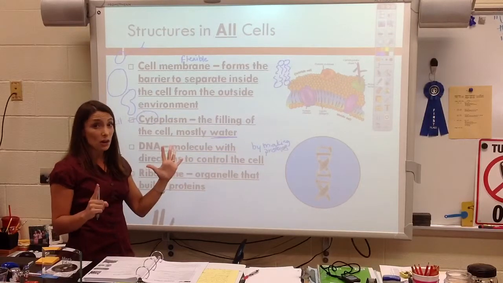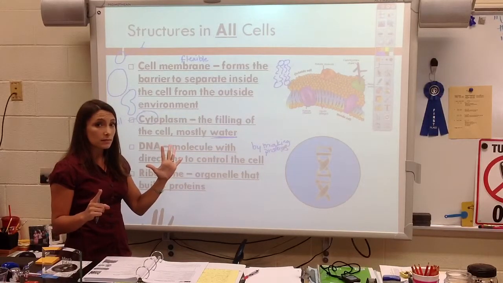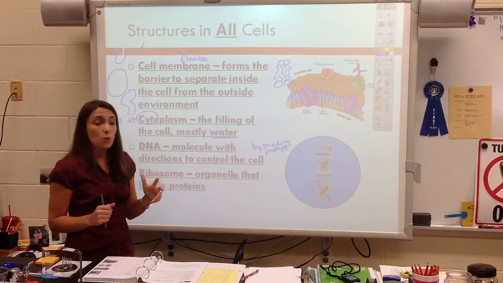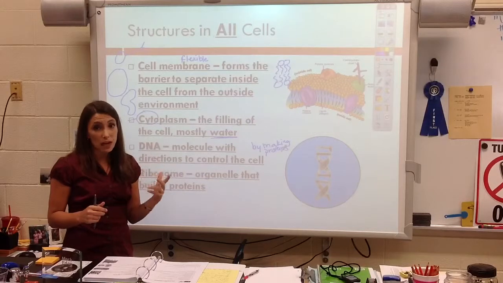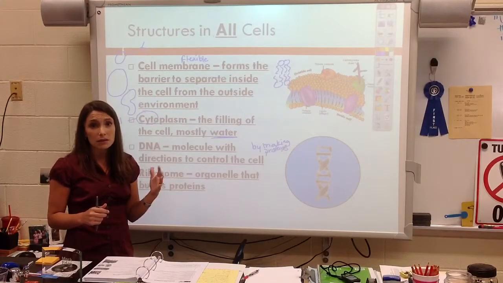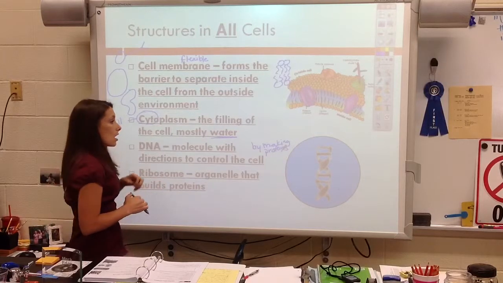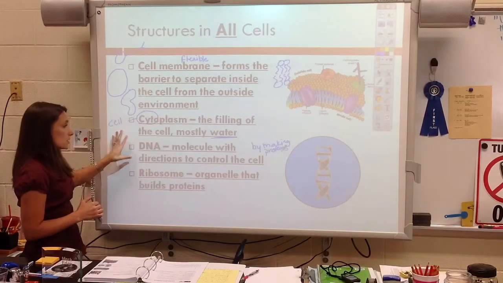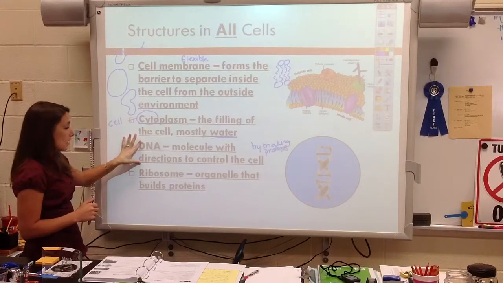Remember the 6 jobs of proteins? Right? We've got proteins that are structure, like hair and nails. We've got proteins that are communication, antibodies, enzymes, pigments. And so what we need to focus on is that every cell has DNA.